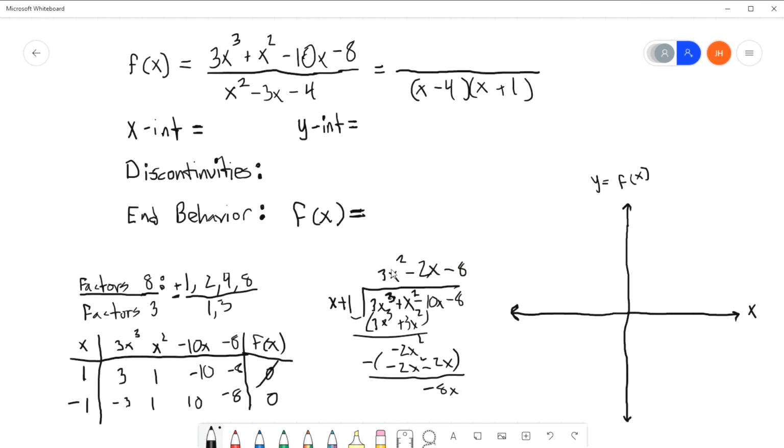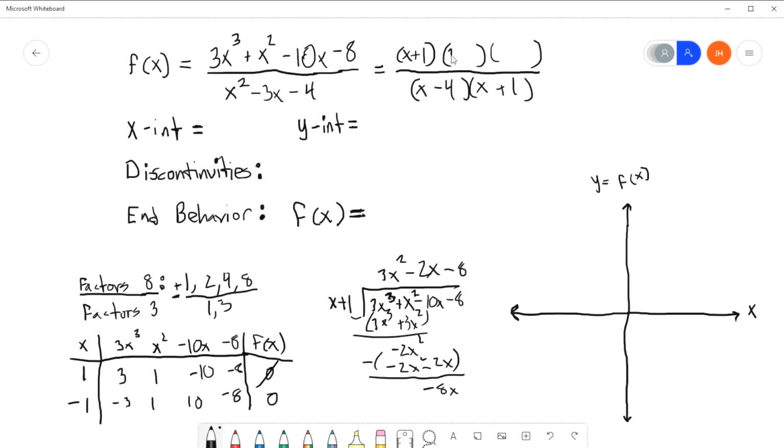Cool. So I know that the factors at the top would be x plus 1 and 3x squared minus 2x minus 8. But I'm just going to go ahead and factor this right now because I can. So I want to factor 3x squared minus 2x minus 8.